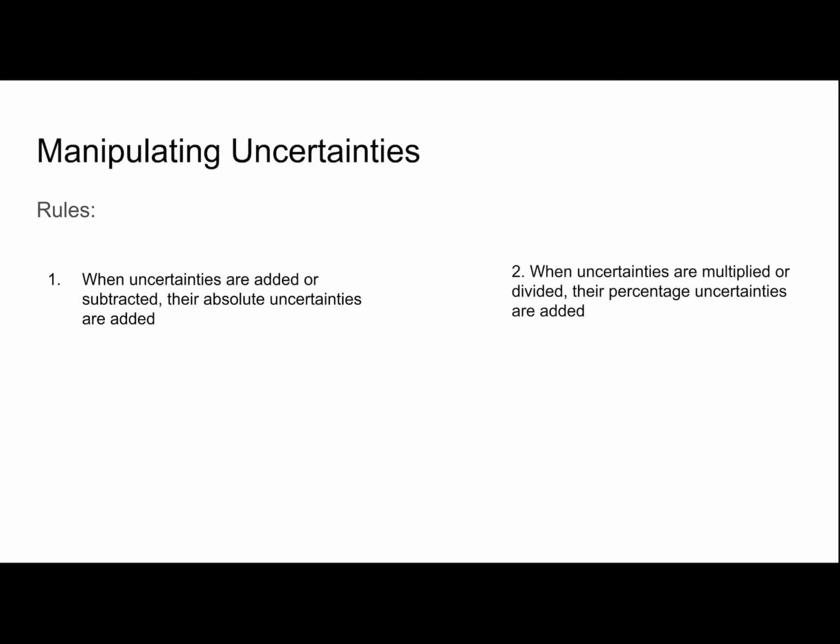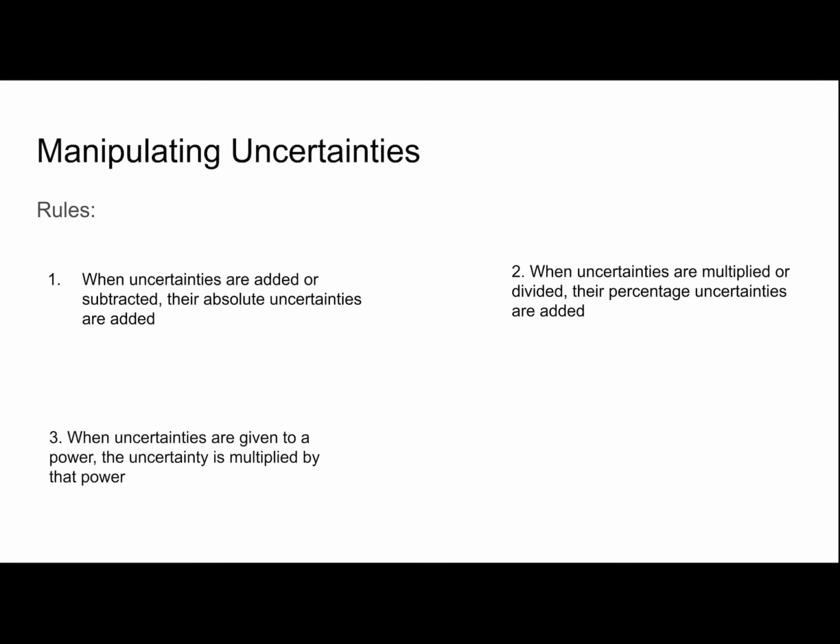That's the same with a constant as well. If we're dividing by a constant, the constant will have no uncertainty, which means the percentage uncertainty plus 0 is still that percentage uncertainty. Therefore, if we're dividing by a constant, the value gets divided by that constant, but the percentage uncertainty stays the same.